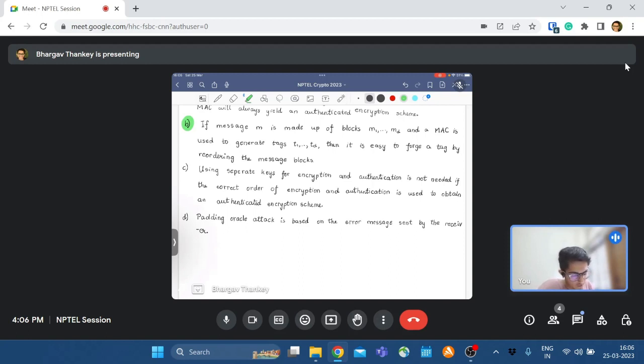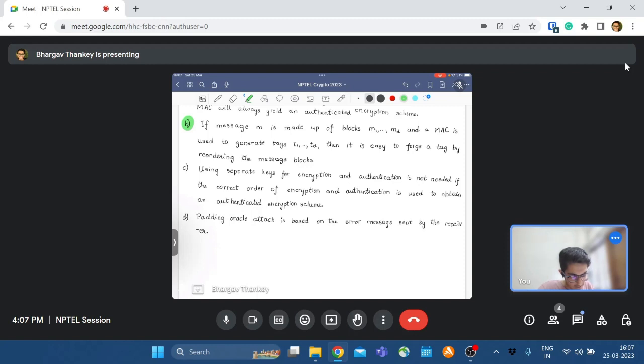Using separate keys for encryption and authentication is not needed if the correct order of encryption and authentication is used to obtain an authenticated encryption scheme. Well, this is false because we saw that even for the encrypt then authenticate paradigm to obtain an authenticated encryption scheme, we still needed different keys for the CPA secure encryption scheme and the CMA or SCMA secure MAC. So C is false. And what about D?